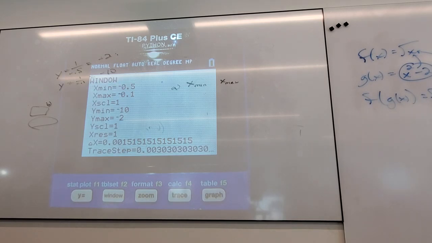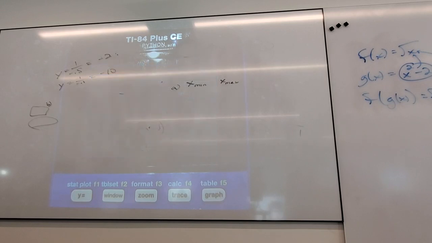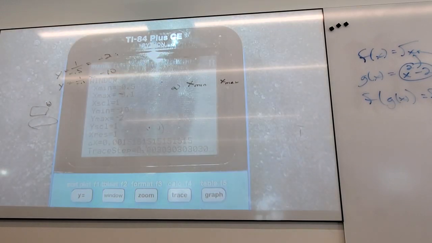This is just supposed to be a quick aside. What do you think the y-axis is? If the x-axis is y equals 0, the y-axis is x equals 0. Give me any point on the y-axis. 0, 7. 0, negative 3. 0, 1. X is always 0. Can x be 0 in our calculator? The way we've got it set up, no, because it goes from negative 0.5 to negative 0.1.